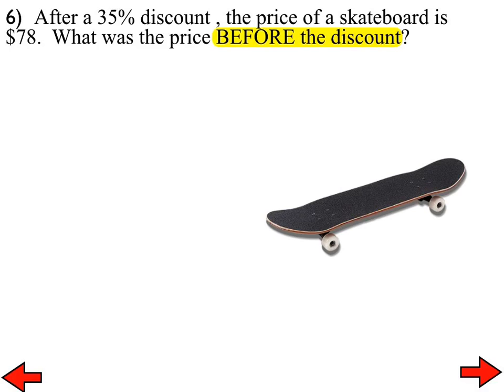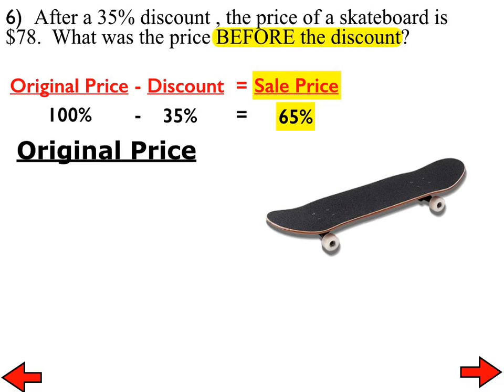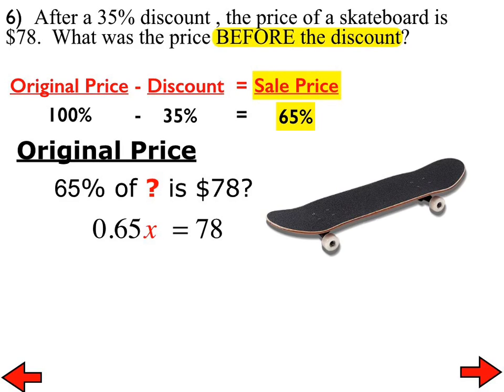In this problem, we have to use 65% as our new percent because we're taking away 35%. That should make sense to you. If we're using an equation, which is the fastest way, 65% of something is equal to $78. And we talked about this sort of situation yesterday, and that would give us $120.